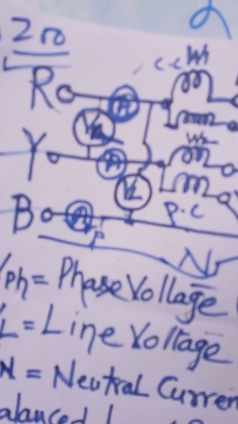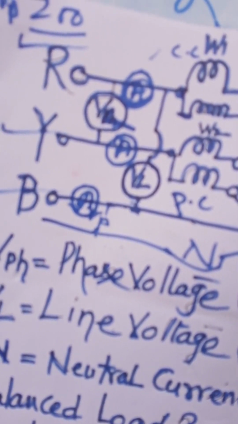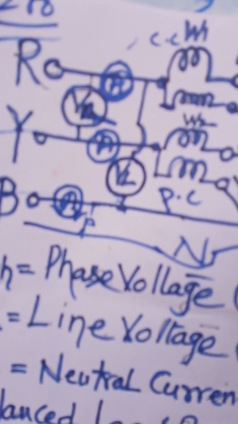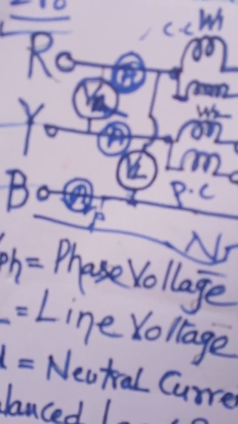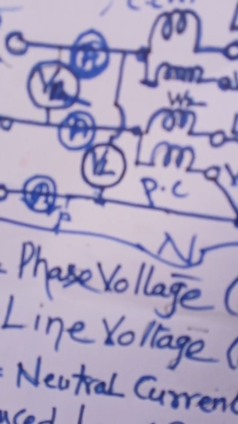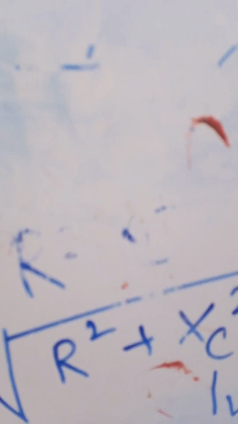And V phase is the voltage across any phase and neutral. That means R phase and neutral, Y phase and neutral, B phase and neutral. You touch the two leads of the multimeter across them. I am telling again: R phase and neutral, Y phase and neutral, B phase and neutral. This is the V phase. And VL is across any two phases: R and Y, R and B, Y and B. Then you can fill in the observation table.